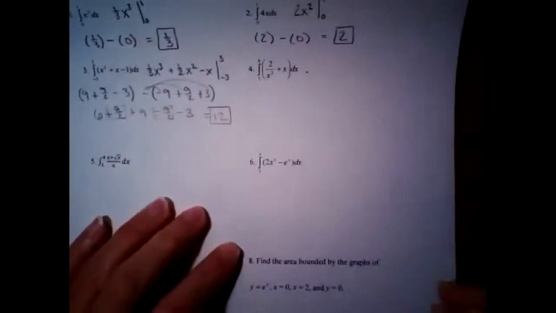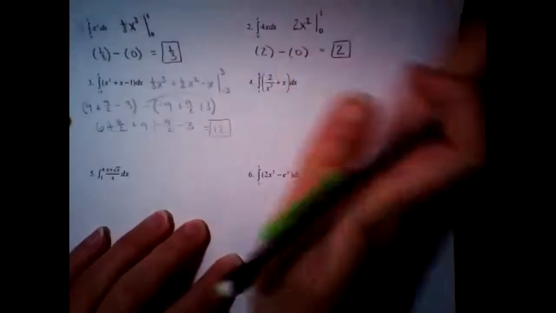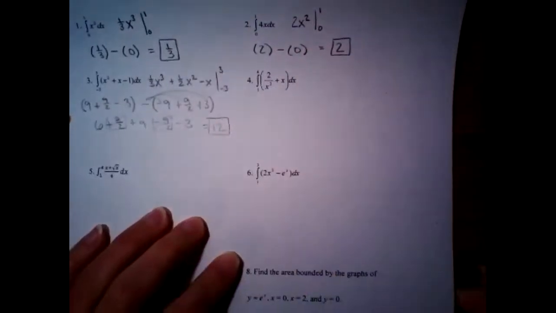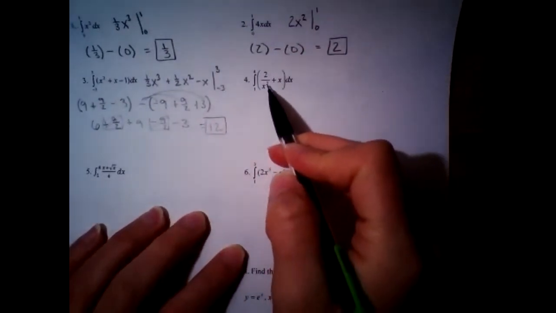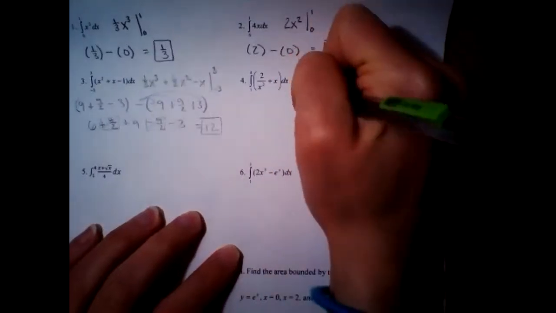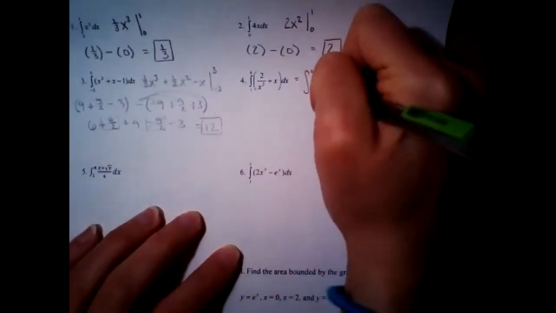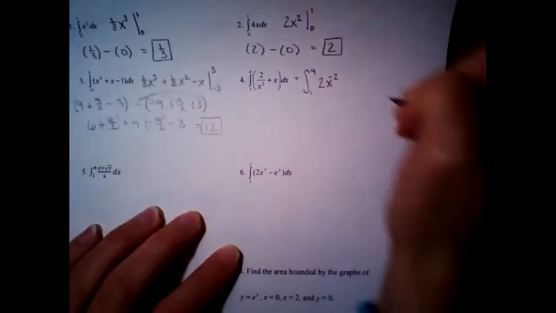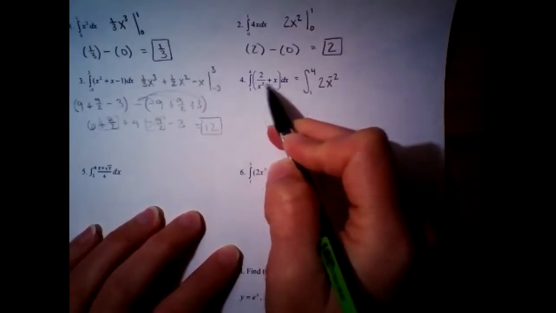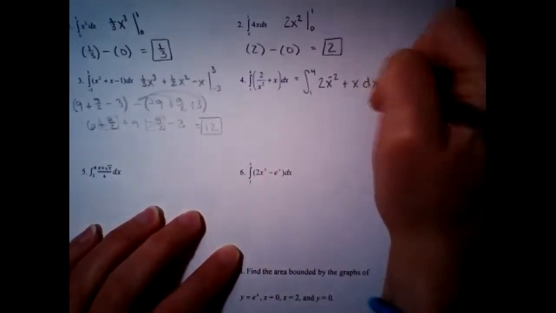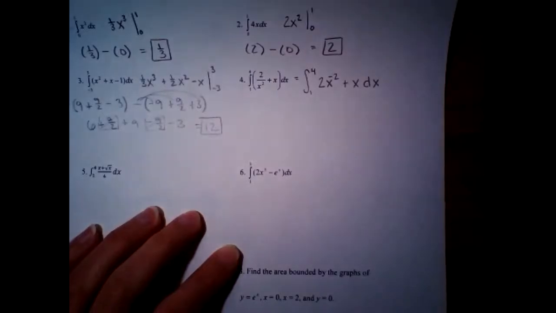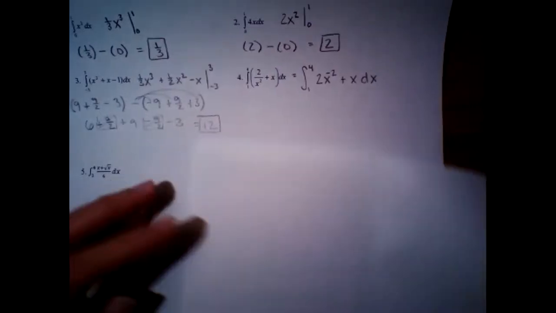All right, so for this next one, I'm going to rewrite the problem first before I do the antiderivative because I have this 2 over x squared. So I'm going to rewrite that as 2x to the -2. Remember, when you divide, that's going to make your exponent negative. And then there's this plus x dx.